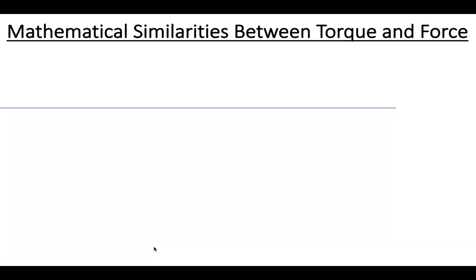All right, mathematical similarities between torque and force. The slide we just did is how to use force to calculate torque, because they're related.